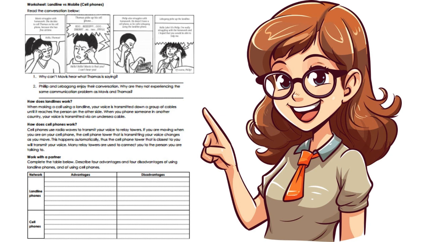How do cell phones work? Cell phones use radio waves to transmit your voice to relay towers. If you are moving when you are on your cell phone, the cell phone tower that is transmitting your voice changes as you move. This happens automatically, so the cell phone tower that is closest to you will transmit your voice. Many relay towers are used to connect you to the person you are talking to.